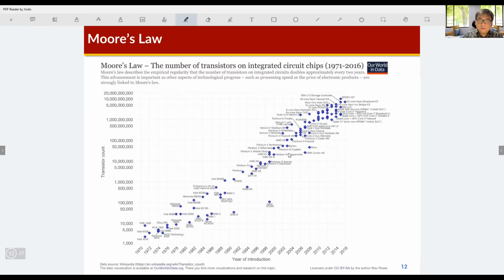this graph shows the number of transistors on the integrated circuit chip from 1971 to 2016. So you can see this y-axis is the log scale, and then this is the time, each year. Then you can see the trend of the number of transistors. It's nearly linear. But as you can see, this y-axis is the log scale.